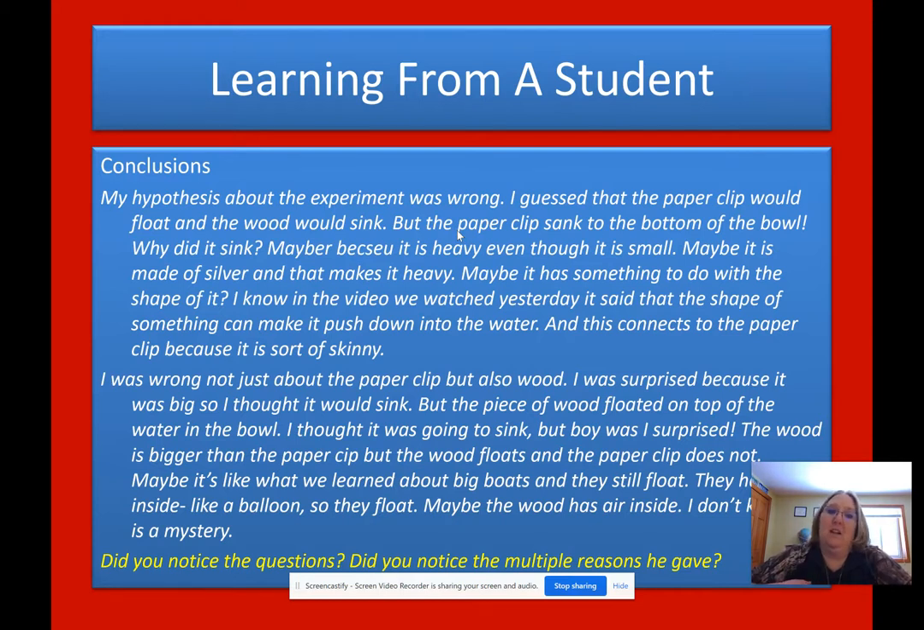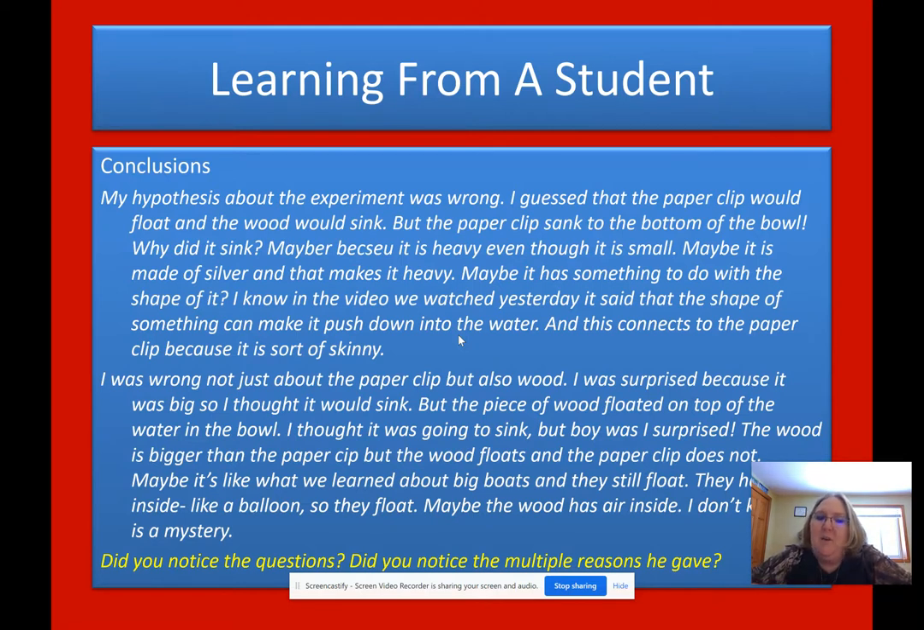I was wrong, not just about the paperclip, but also the wood. I was surprised because it was big, so I thought it would sink. But the piece of wood floated on top of the water in the bowl. I thought it was going to sink, but boy, was I surprised. The wood is bigger than the paperclip, but the wood floats and the paperclip does not. Maybe it's like what we learned about big boats and they still float. They have the inside like a balloon, so they float. Maybe the wood has air inside. I don't know. It's a mystery.